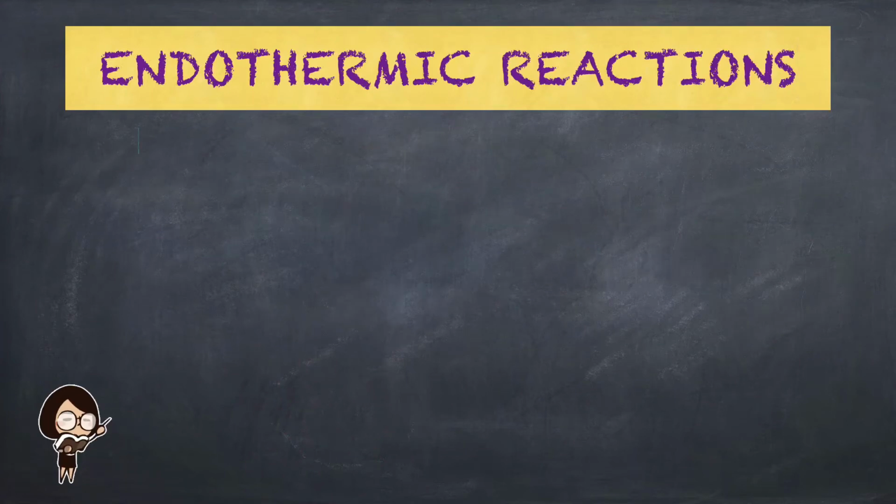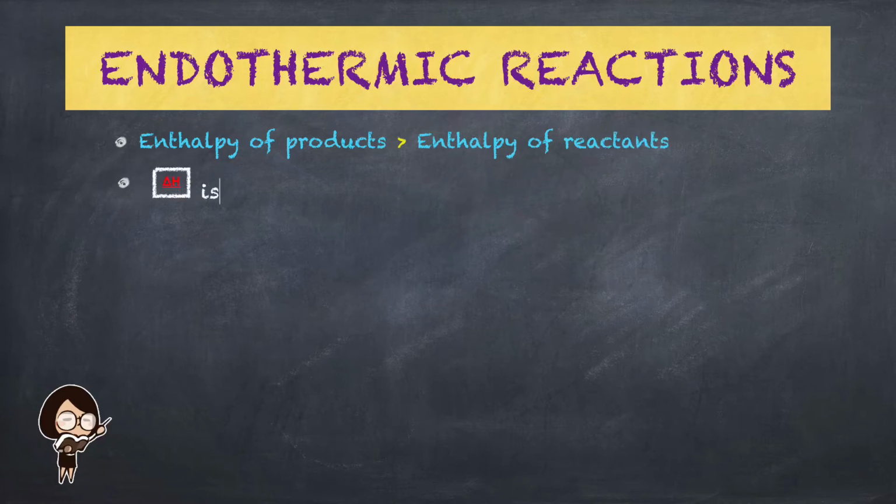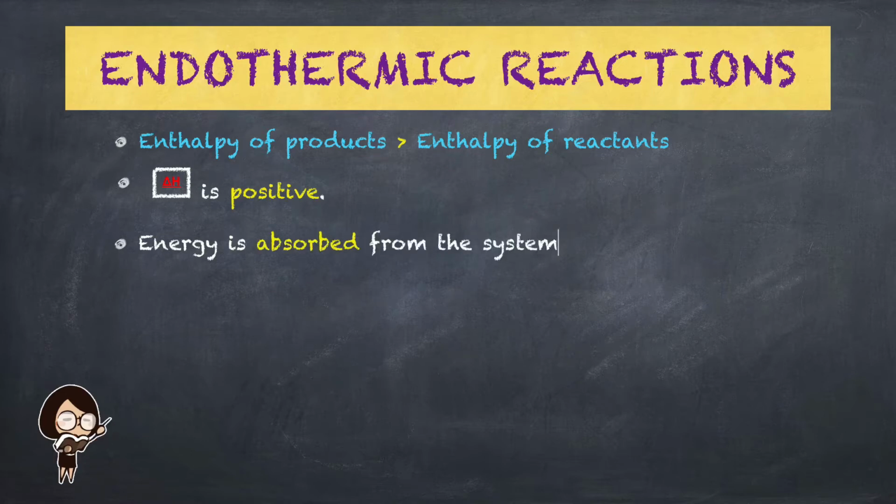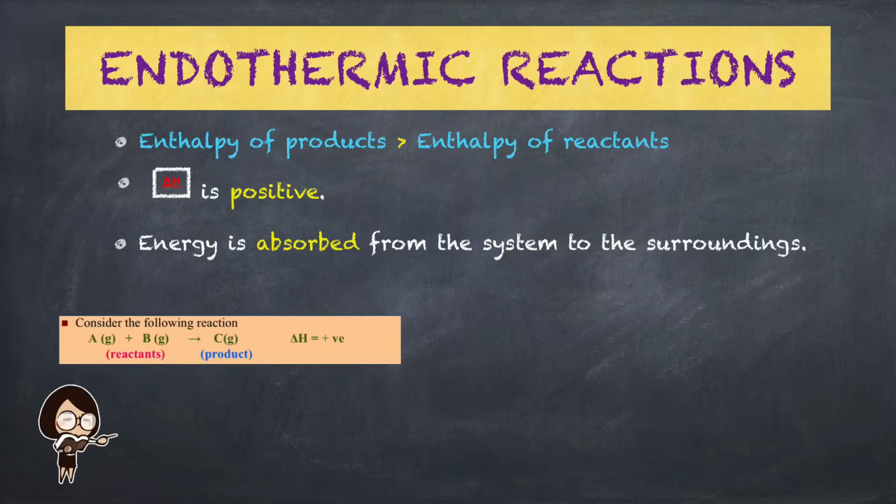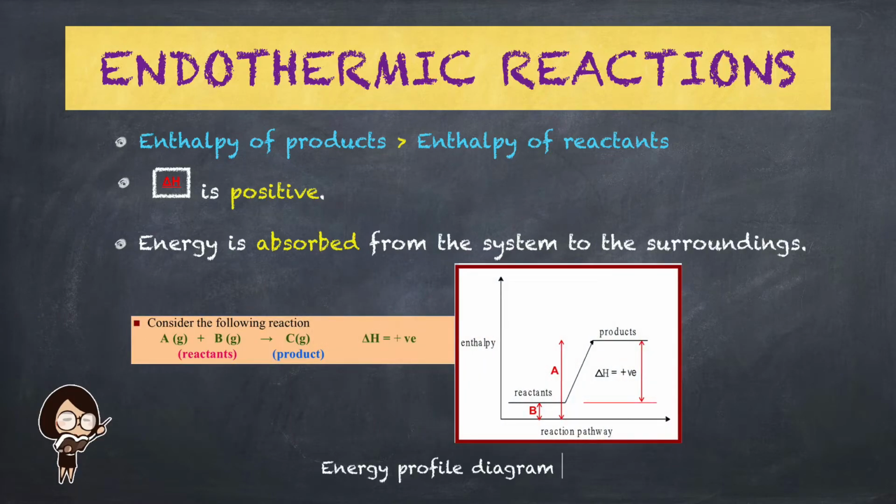Endothermic reactions. For endothermic reactions, the enthalpy of products is larger than enthalpy of reactants. Delta H is positive. The energy is absorbed by the system from the surroundings. Here is the energy profile diagram for endothermic reaction.